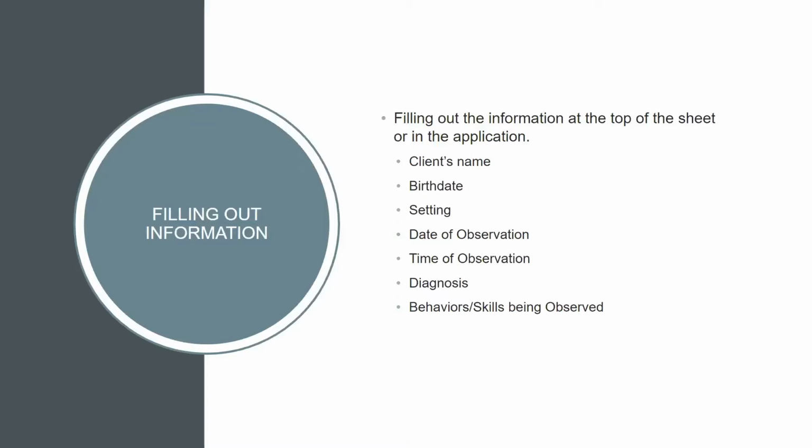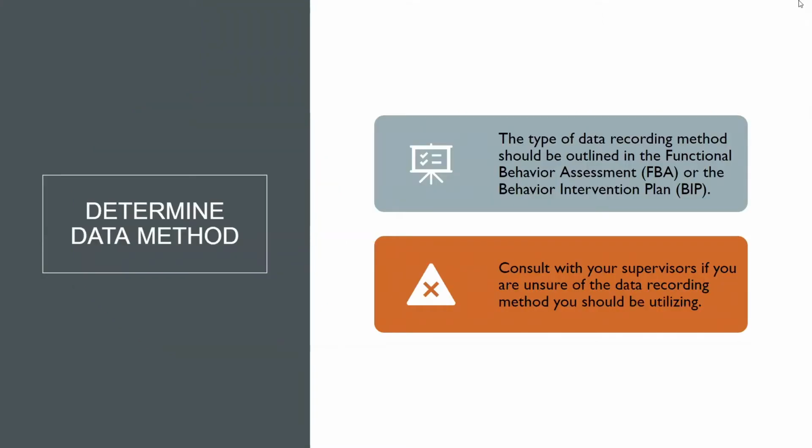It is important to document the date of each observation because when behavior analysts oversee the recorded data, it will show any type of behavior patterns or if anything specific happened on that day that may have caused any occurrence of target behaviors. The type of data recording method should be outlined in the functional behavior assessment or the behavior intervention plan. Consult with your supervisors if you're unsure of the data recording method you should be utilizing.